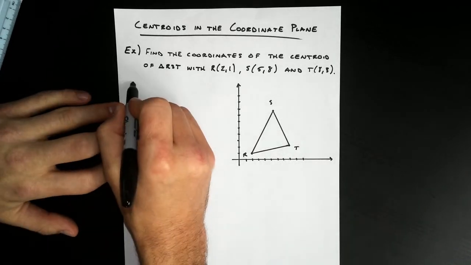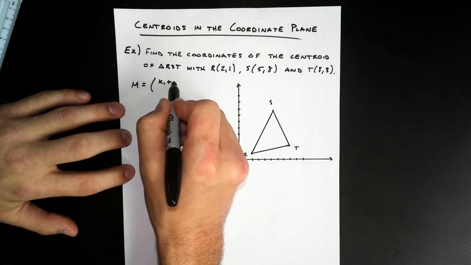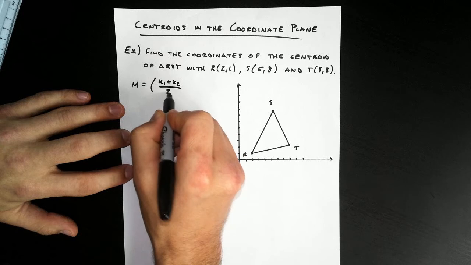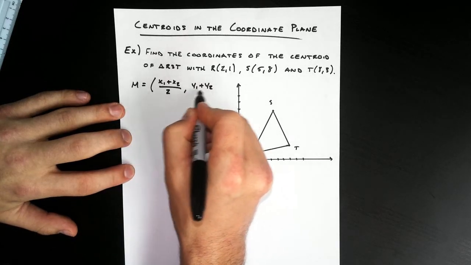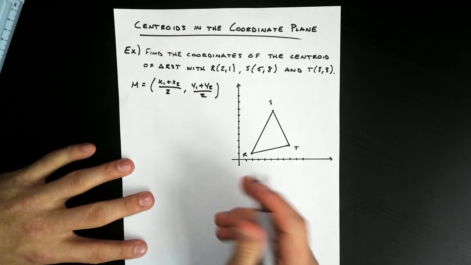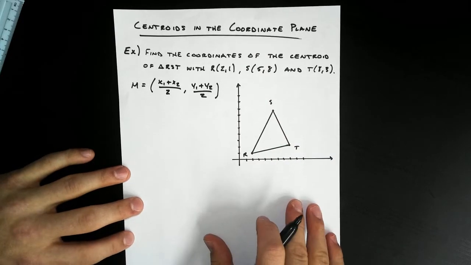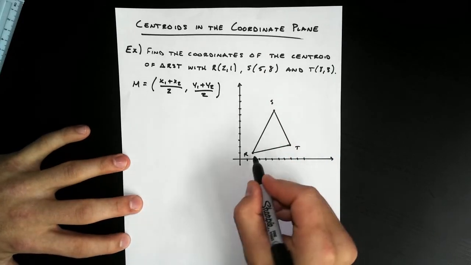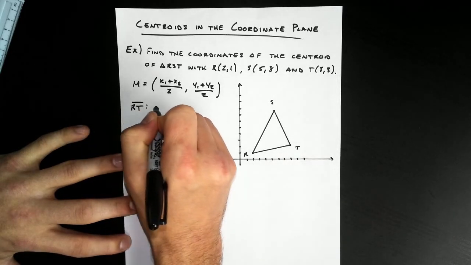So to find the midpoint, we do have a formula. It is the average of the x's. So you add the x values together, divide by 2, and the average of the y values. So add those together, divide by 2. It's basically just the middle of the x's, the middle of the y's. So let's just start with one of these segments. Let's start with RT, and we'll find the midpoint of this.